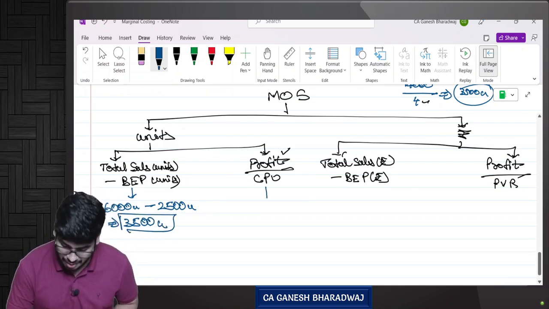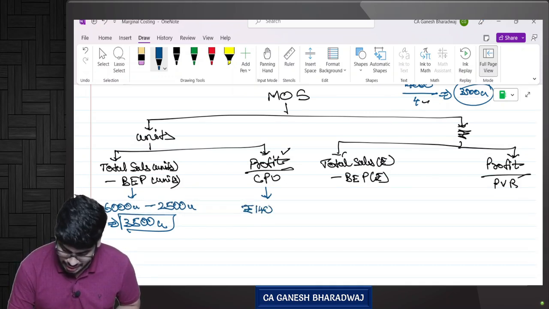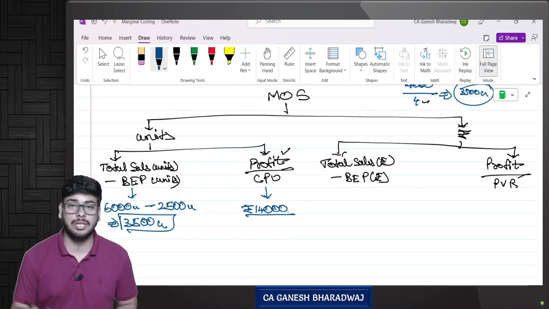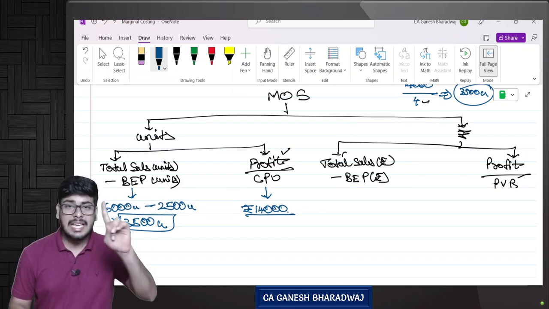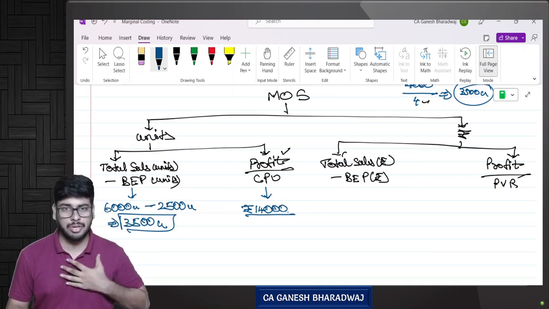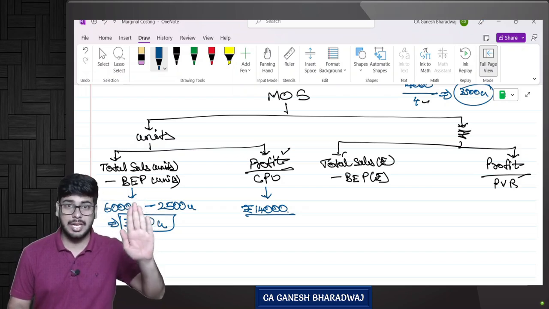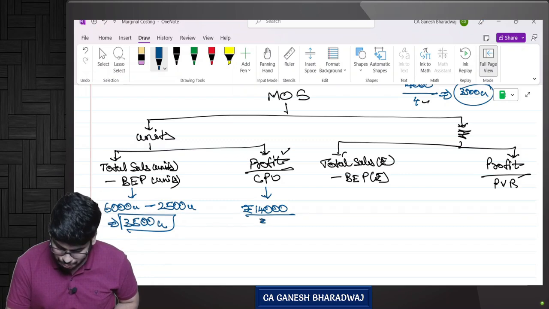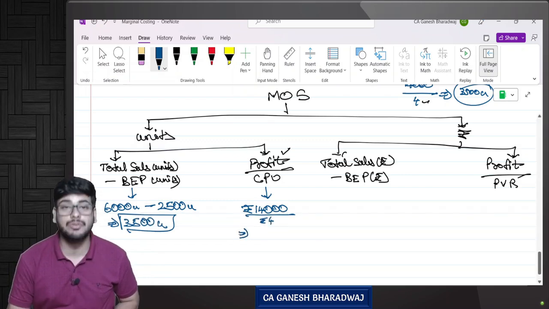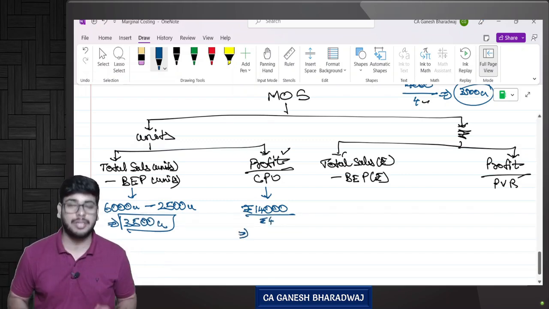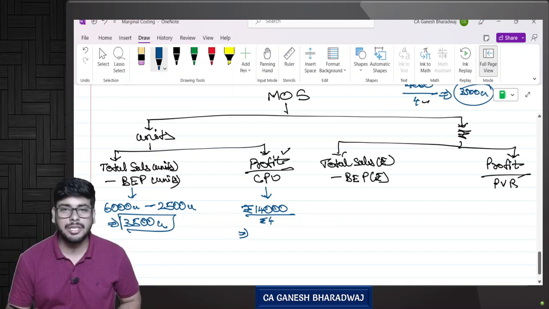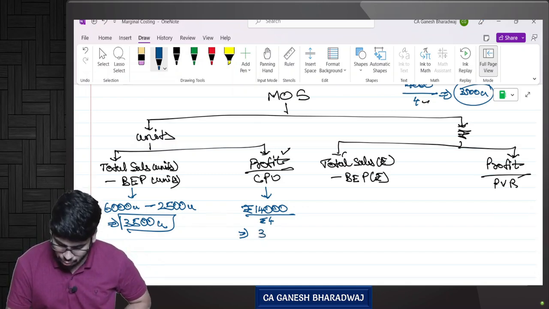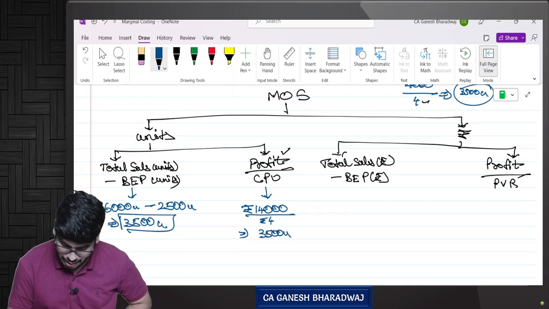Or the other formula is what? Profit divided by contribution per unit. I generated a total profit of how much? 14,000 rupees. Each and every margin of safety unit was only responsible for generating this profit. Each margin of safety unit generated how much contribution? 4 rupees. So how many margin of safety units were responsible for generating a profit of 14,000? 14,000 divided by 4 gives me 3,500 units. Are you clear with this?